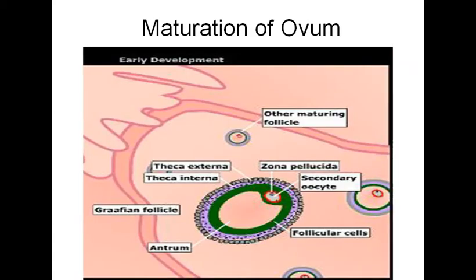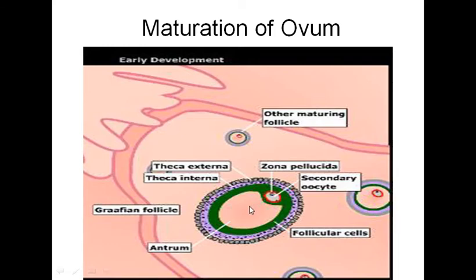In this picture we can see that when the ova, the female egg, is matured, it is having the cavity inside. Here we can see this is the cavity known as antrum, and then it is lined by the layers of cells. The outer layer is known as corona radiata and the inner one is known as zona pellucida. So the sperm has to penetrate these two layers in order to fuse with the nucleus of female egg.